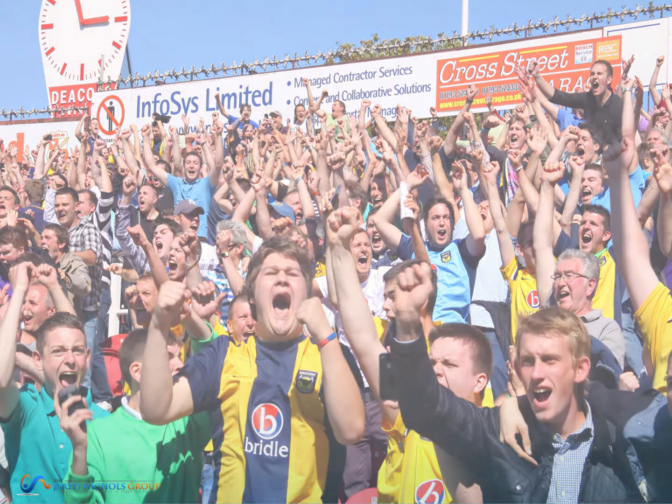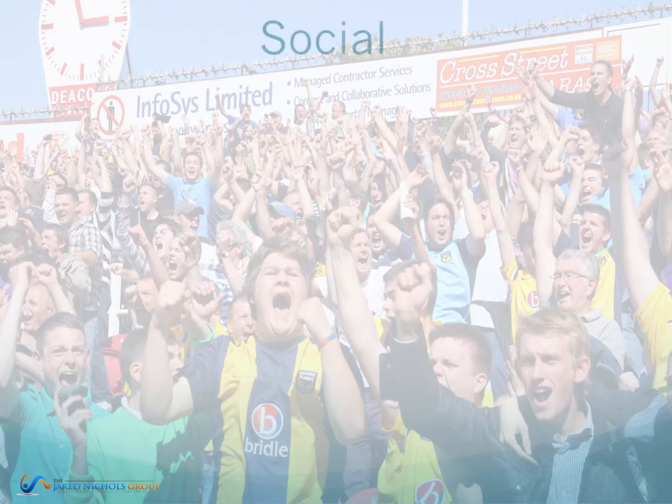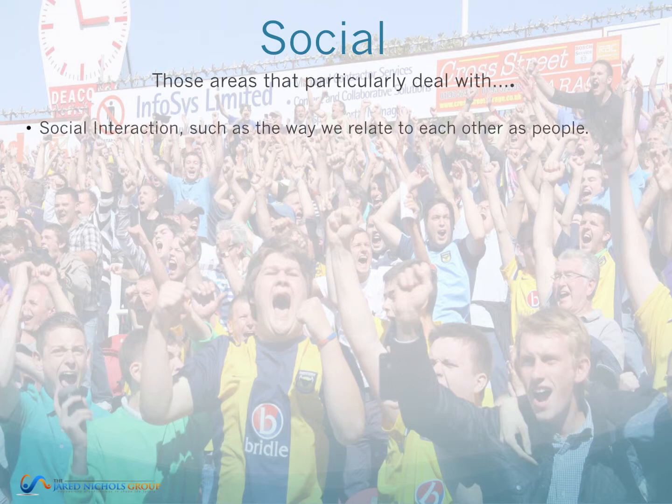The first is the social category. Now, when we think about our society, the very definition encompasses most of the other categories. However, for the sake of categorizing and identifying specific trends, issues, and events that fall under this category, we'll look at those areas which particularly deal with social interaction, the way that we relate to each other's people, and the opinions and inclinations that the public shares.